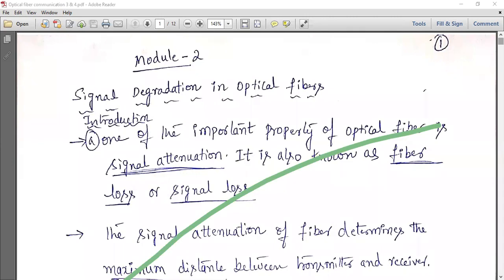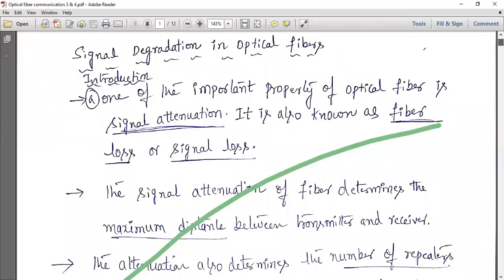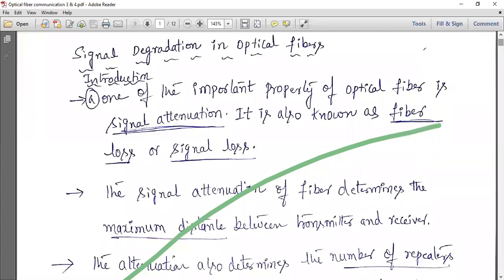In the last class, we studied the cutoff wavelength, the mode field diameter, as well as spot size, and we concluded module 1. So in part A, your module 2 is signal degradation in optical fibers. Whenever you are sending an optical signal over the optical fiber, some sort of attenuation and degradation happens to that particular signal, so we have to study it. It is one of the important parameters.